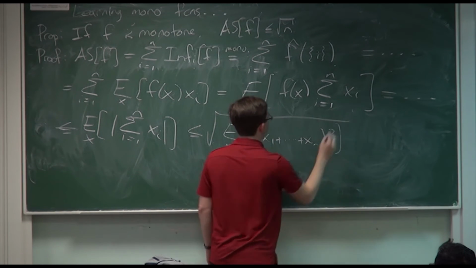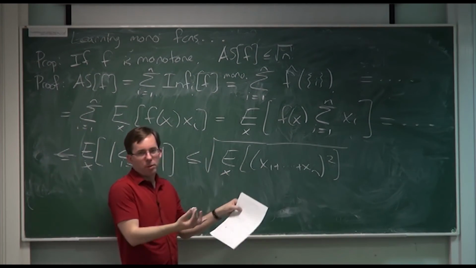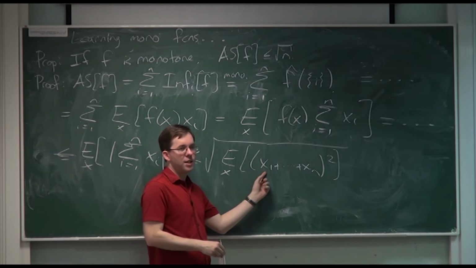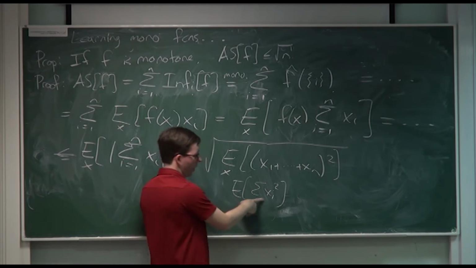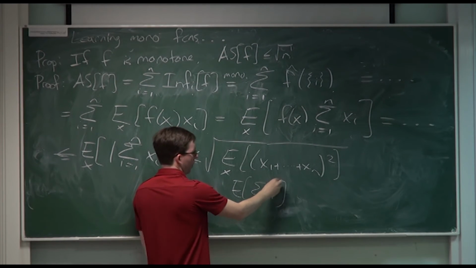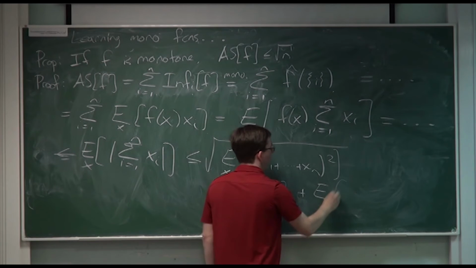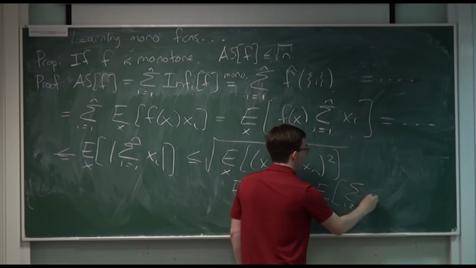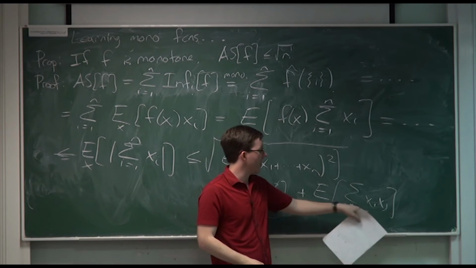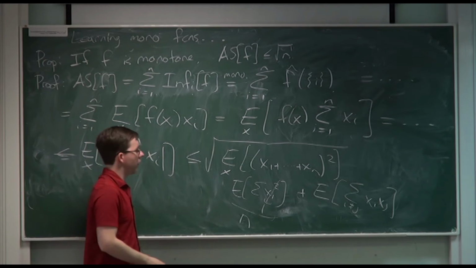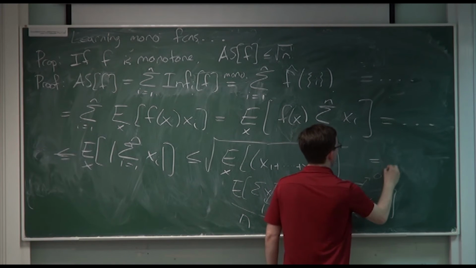Okay, Cauchy-Schwarz. And now what happens? Imagine you expand this, open it up. Well, you'll get the sum of the xi squareds. Well, xi squared is 1, so this whole thing will be n. And then you'll also get the expectation of the sum over i not equal to j of xi xj. But this we did very early on: if you take the expectation of xi xj, it's 0. So this whole thing is 0. So finally we get that this is equal to the square root of n.